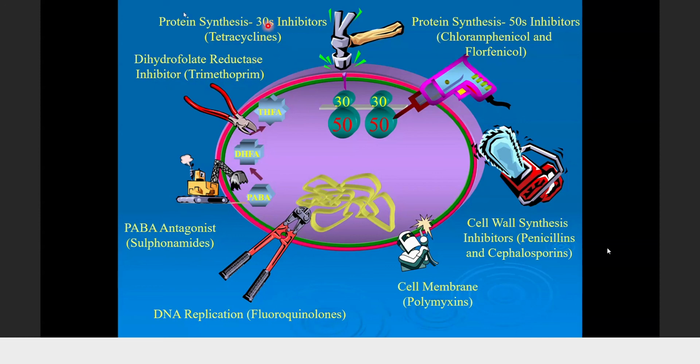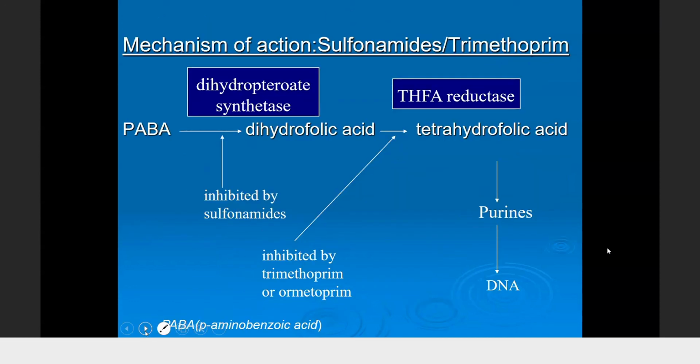So tetracycline, they are 30S protein inhibitors, and then chloramphenicol and fluorophenicols are 50S protein inhibitors. I think this is my last slide. Oh, I got one more. Let me look again. I think I will explain this tomorrow.